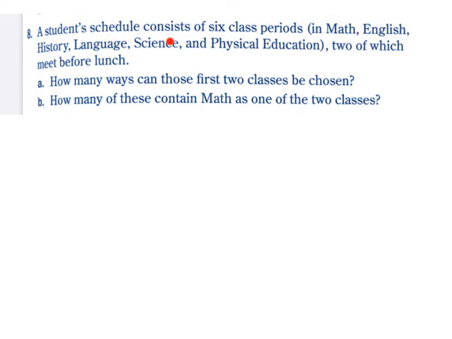A student's schedule consists of 6 class periods in math, English, history, language, science, and physical education, 2 of which meet before lunch. Wouldn't that be nice? Part A: How many ways can those first 2 classes be chosen? Well, this one's a fairly straightforward problem because we've got 2 classes to choose from out of 6.